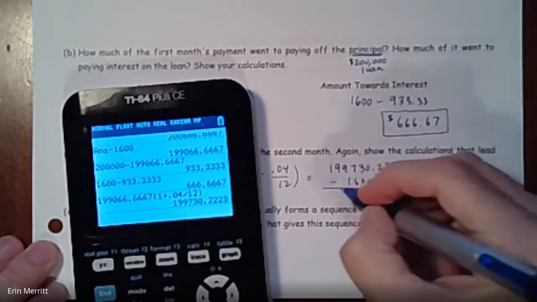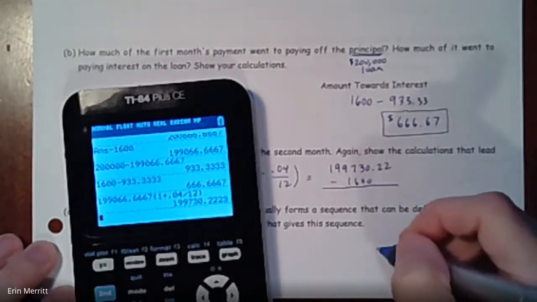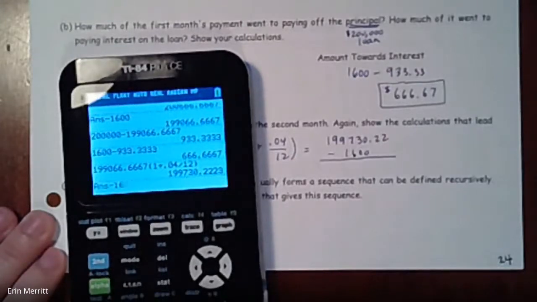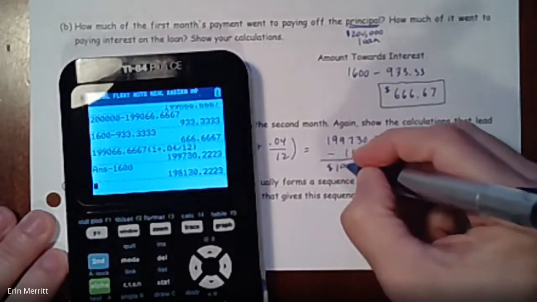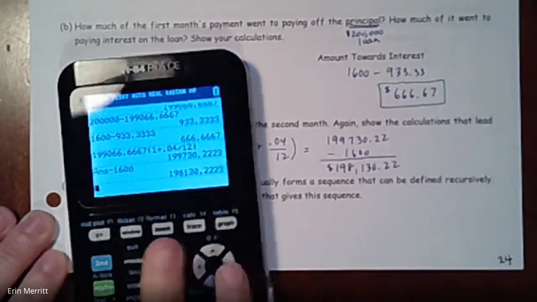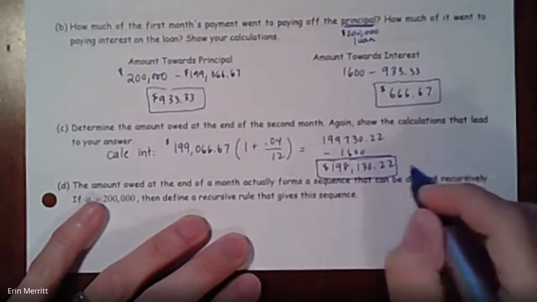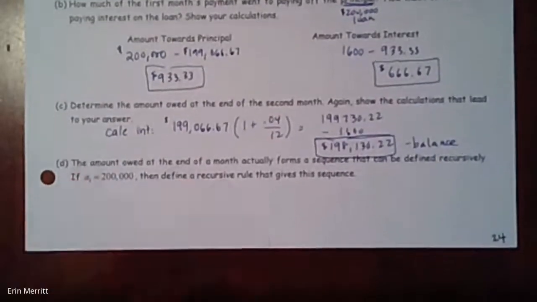So it's this little balancing act of they charge you, then you pay them some. Then they charge you, then you pay them some. So it keeps going up and then down and up and then down. So it's a very slow process to pay something off completely. So the balance here now is 198,130.22. All right. So this would be your balance at the end of 2 months. And when I say the balance, that's how much you would still owe them after 2 months.